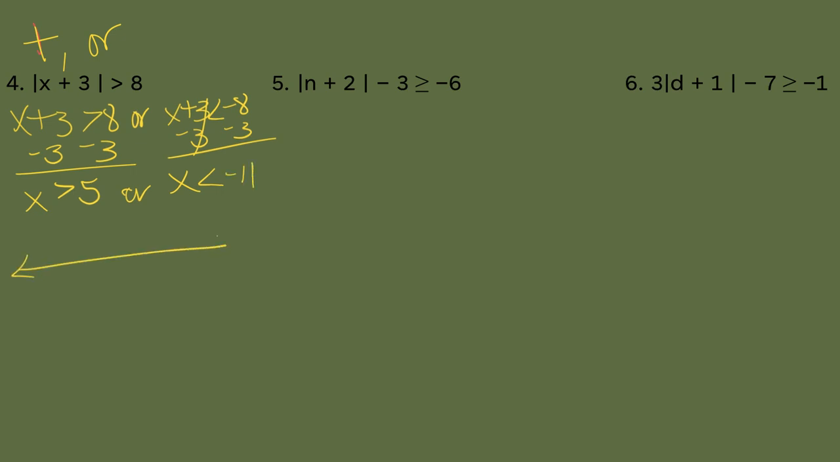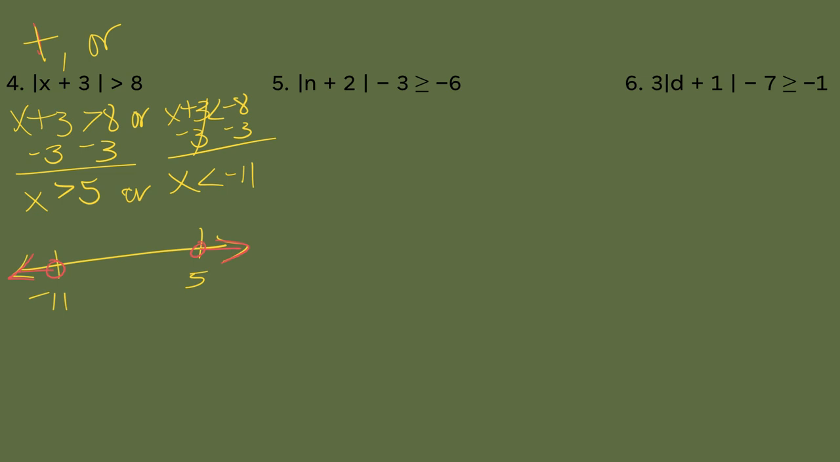Can I graph? So I'm going to have 5 here and negative 11 here. Is my 5 going to be closed or open? And I'm going to the right. What about negative 11? It's going to be open or closed? Open. And it's going to the left. They're going in opposite ways, and there's an or.